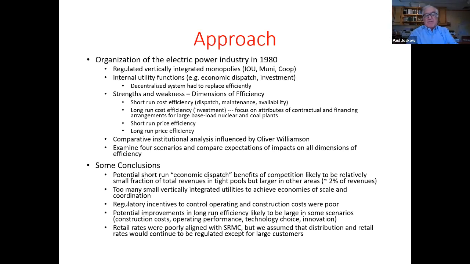We concluded there were too many very small vertically integrated utilities to achieve economies of scale and economies of coordination. We concluded that regulatory incentives to control operating and construction costs were poor, that there were potential improvements in long-run efficiency, and those were likely to be large. These were better control of construction costs, better control of operating performance, technology choice, and innovation. And as most economists continue to conclude, retail rates were poorly aligned with the right economic signals. But in much of our book, we assume that distribution and retail rates would continue to be regulated except for large customers. So we kind of missed retail competition except for very large customers.